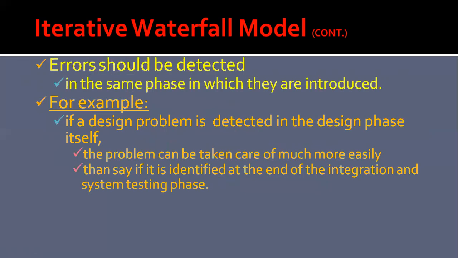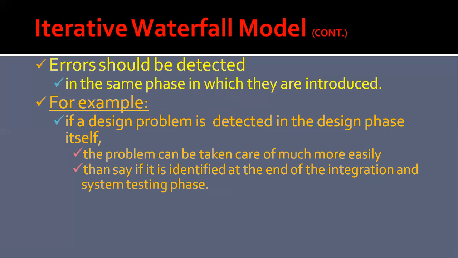In the iterative waterfall model, each error should be detected in the same phase in which it was introduced. For example, if a design problem is detected in the design phase itself, then the problem can be taken care of much more easily. Whereas if it is identified at the end of the integration and system testing phase, then we have to correct it at that particular stage.